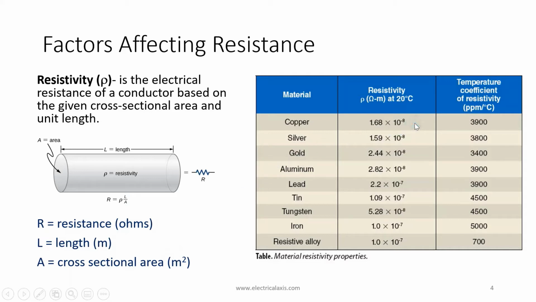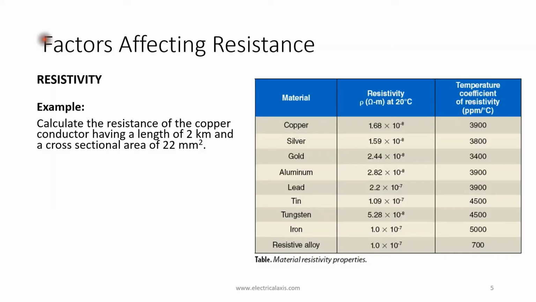Also, we can see from the table given here the different resistivity of some materials. Like for example, aluminum. Aluminum has a resistivity of 2.82 times 10 to the negative 8. By the way, the unit of resistivity is ohm meter. And as a matter of standardization, the values given are normally given at 20 degrees Celsius. It is because the resistivity of the material also changes as the temperature changes.